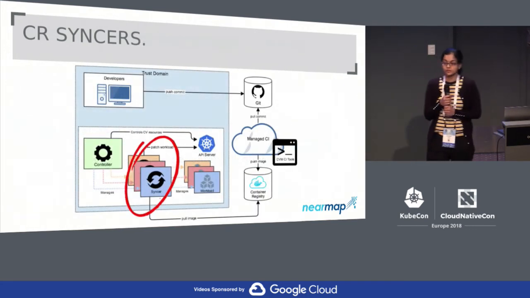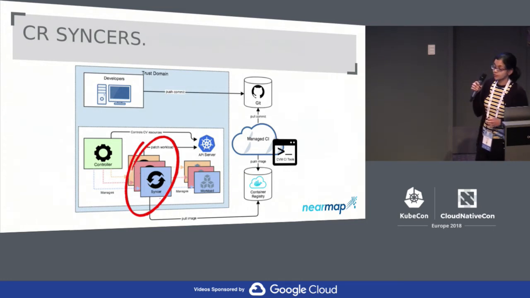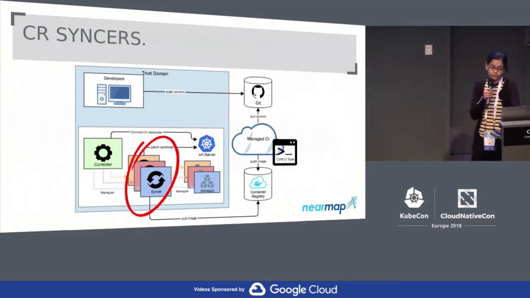So I just want to summarize on syncers. These are the components sitting in the middle. There would be as many syncers as there are CV resources you have. They interface with the container registry and talk to the API server, and by doing that, they implicitly manage all your workloads.